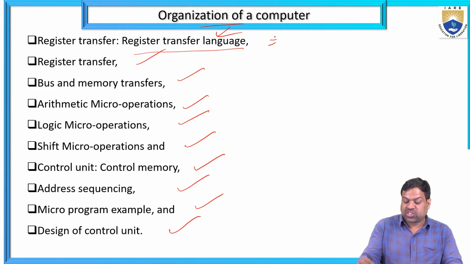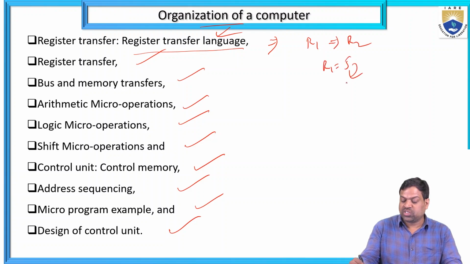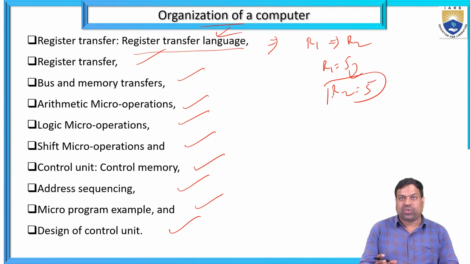Register transfer language means transferring from one register to another register. Suppose R1 equals 5. This value 5 I have to transfer to another register, R2 equals 5. Register transfer means the value of a register is transferred to another register, shifting the register values. Next one is register transfer.